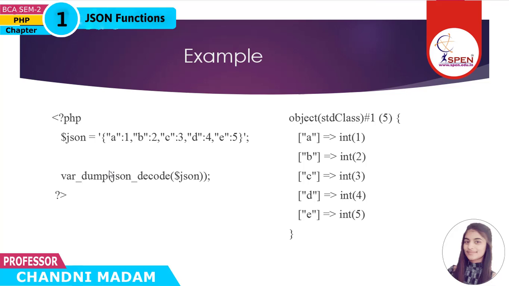The var_dump function is used to dump information about a variable. This function displays structure information such as the type and value of the given variable. So here you can see the output of this json_decode function. This function just takes a JSON encoded string and converts it into a PHP value. So here you can see the PHP value displayed.